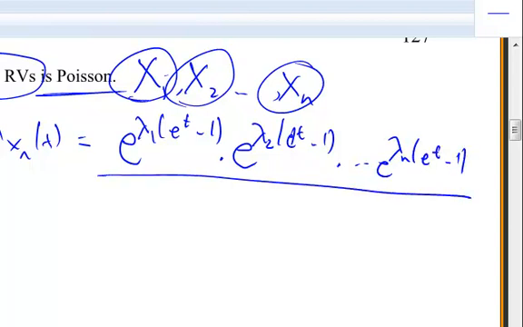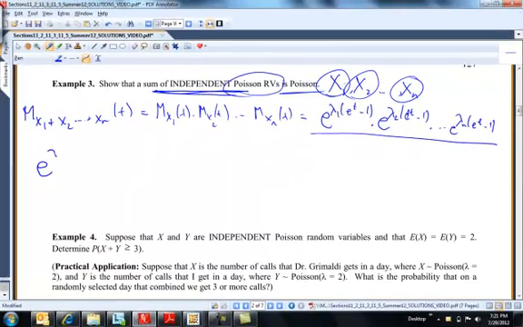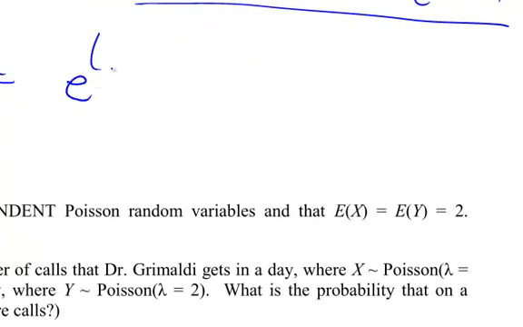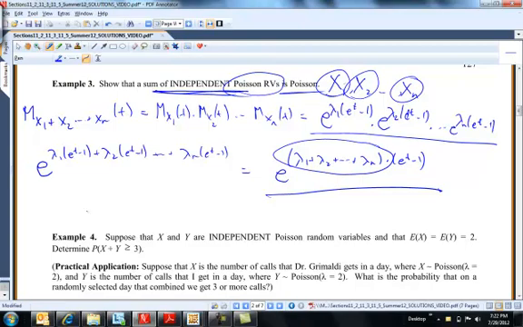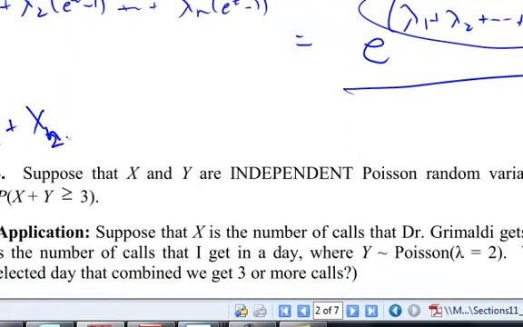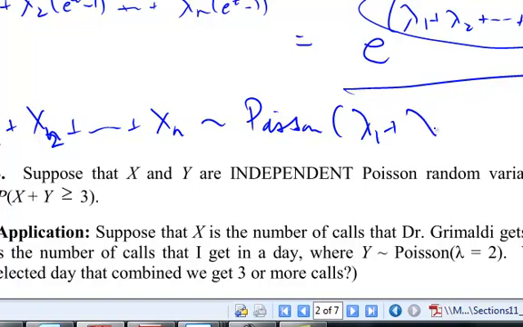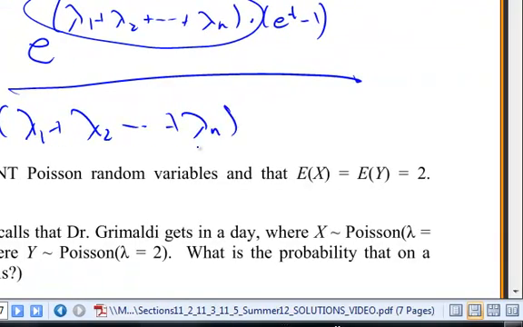A product of a bunch of exponentials is exponential. I sum their exponents, so lambda 1 (e to the t minus 1) plus lambda 2 (e to the t minus 1) plus lambda n (e to the t minus 1). This is equal to e to the, I can pull out all the lambdas, (lambda 1 plus lambda 2 plus lambda n) times (e to the t minus 1). And this is the moment generating function of a Poisson, where this is the new parameter. So X1 plus X2 plus Xn is Poisson with parameter lambda 1 plus lambda 2 plus lambda n. That's a very nice result.